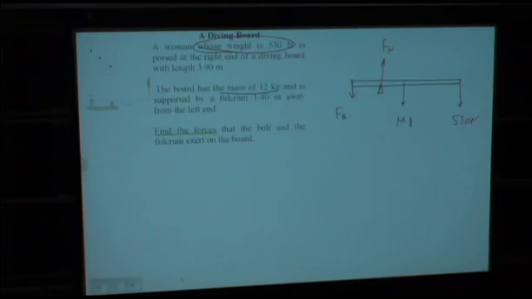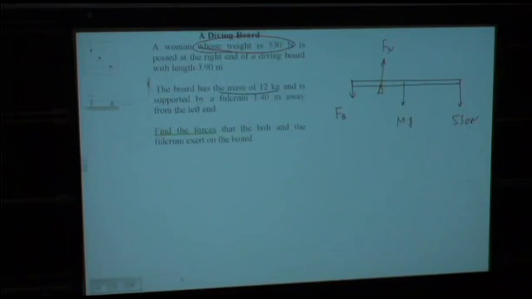And if in the end we get a positive number for this force, the direction was correctly chosen. If it's a negative number, the actual direction should be the opposite of what we thought.